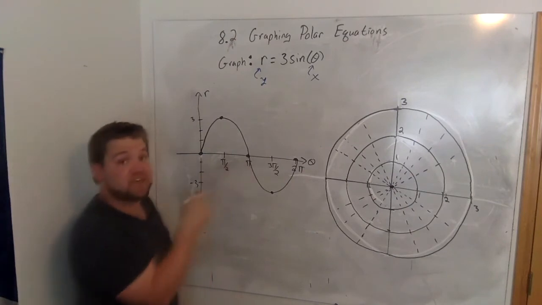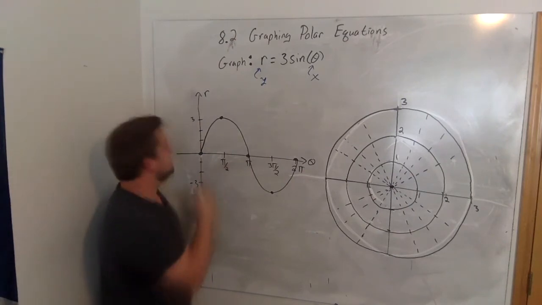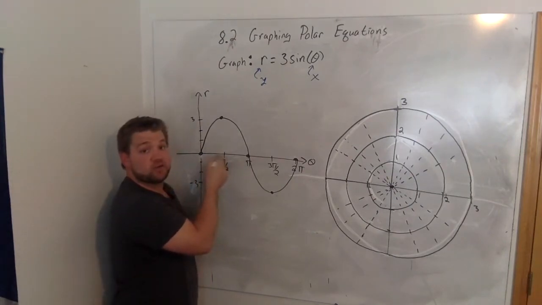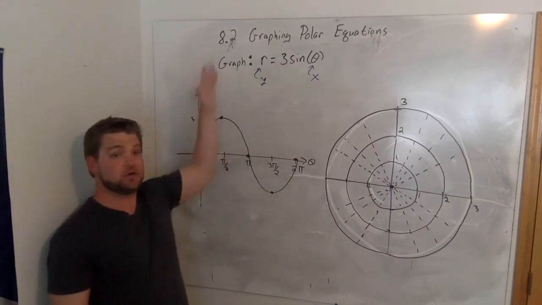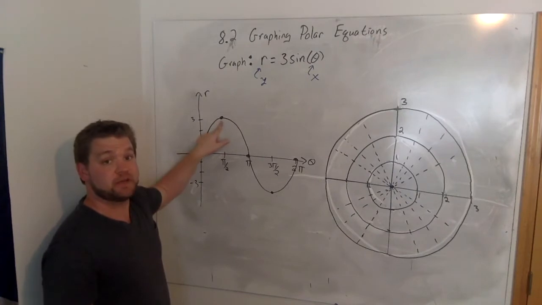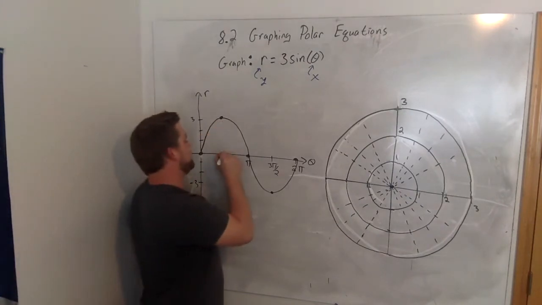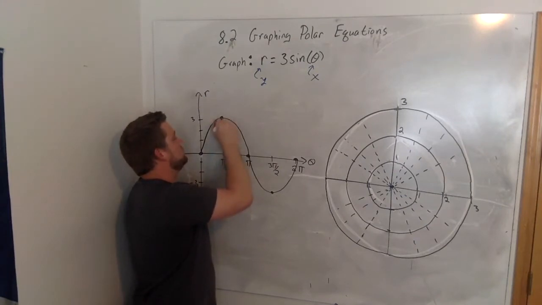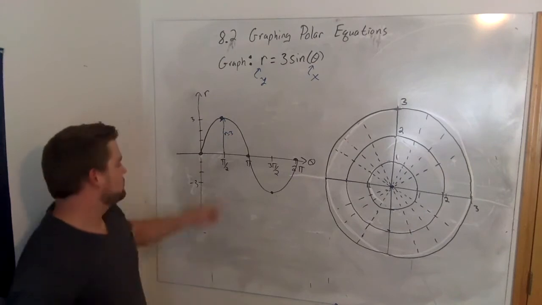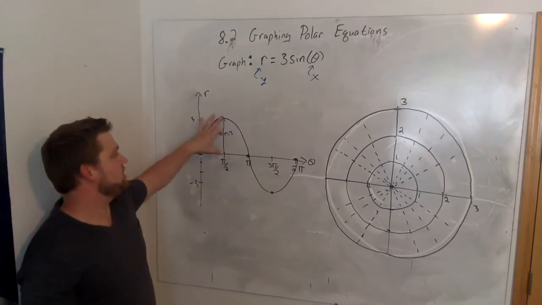Now what happens as we move? Well, let's say we go over to pi over 2, for example. This is saying that if we rotate an angle of pi over 2, the radius will be 3. So it's almost like we're taking these radiuses. The height here represents the radius. So here, this would be a radius of 3. So at an angle of pi over 2, the radius is 3.